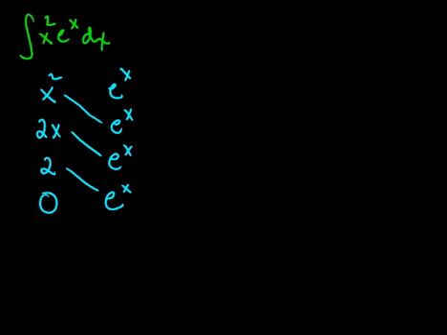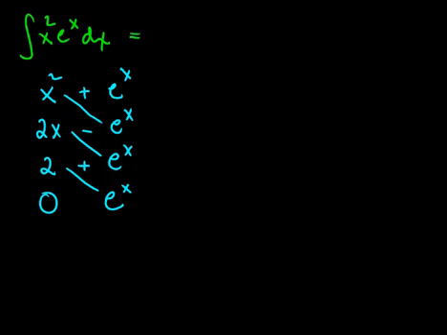Next, we need to deal with the signs. So the signs will start off positive and then just alternate as we go through. So first positive, then negative, then positive again. And at this point we're ready to put the parts together.